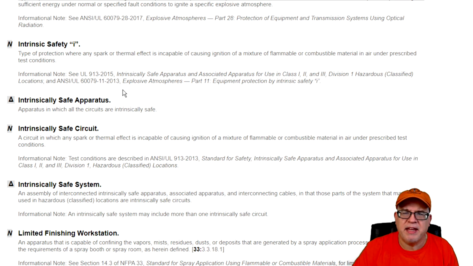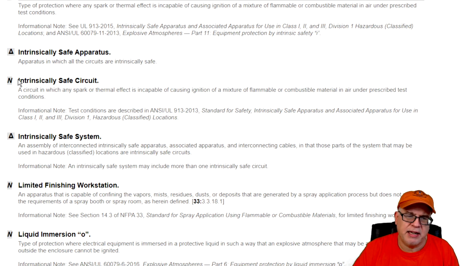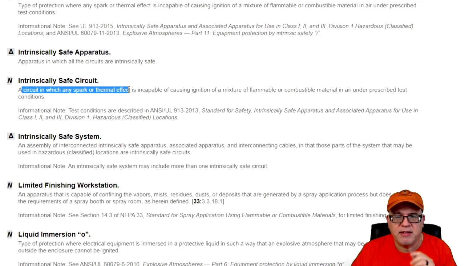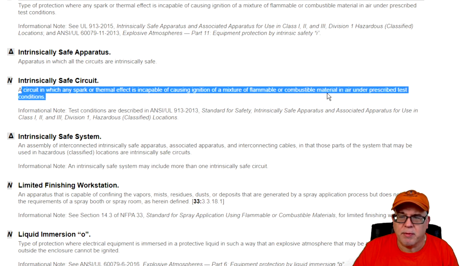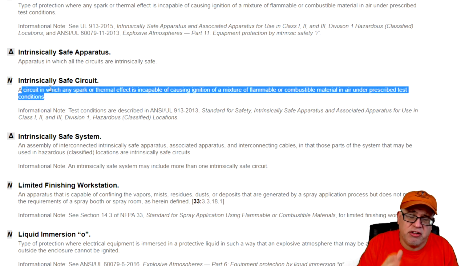So with that said, let's look at each one of these. First, intrinsically safe circuit. It is a circuit in which any spark or thermal effects, heat, is incapable of causing ignition of a mixture of flammable or combustible material in air under prescribed test conditions. So it's incapable of doing it. Where the code states intrinsically safe circuits are permitted, this is a circuit that cannot generate a spark or have thermal effects at such a level. It's usually going to be very limited in its supply, so that it can't cause ignition or combustion. That's an intrinsically safe circuit.